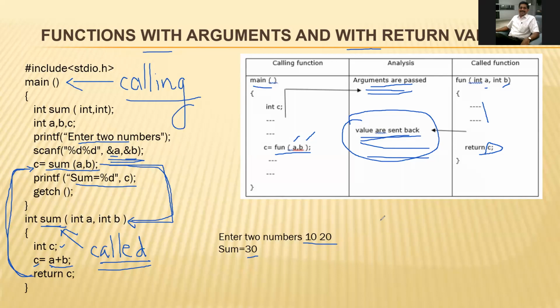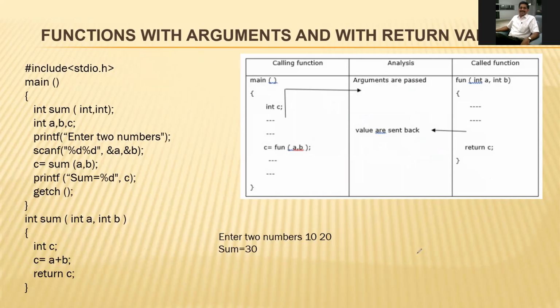The second category is functions without arguments but with return values, in the sense we are returning something to the calling function. That is the second category. The third category is functions with arguments but without return values, that is, we are not returning anything from the called function. That is the third category. And the fourth category is functions with arguments and with return values.